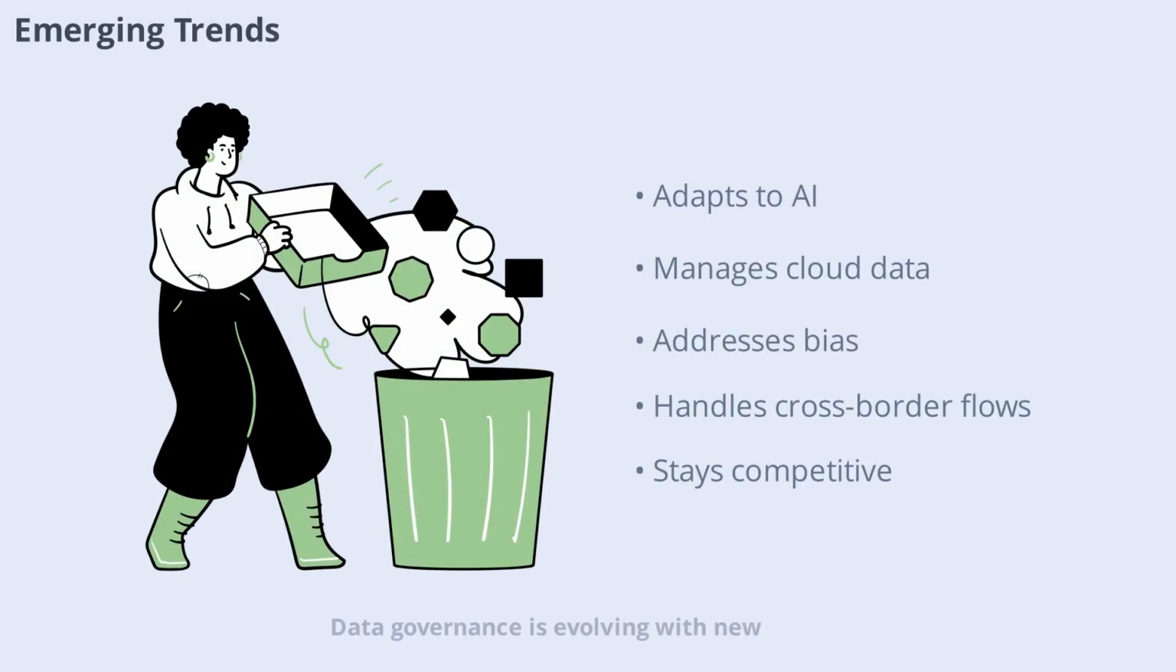Data governance is evolving with new technologies like artificial intelligence and cloud computing. These trends introduce new challenges and opportunities for managing data. Organizations must update policies and processes to address issues like data bias, cloud security, and cross-border data flows. Staying ahead of trends helps organizations remain competitive and compliant.